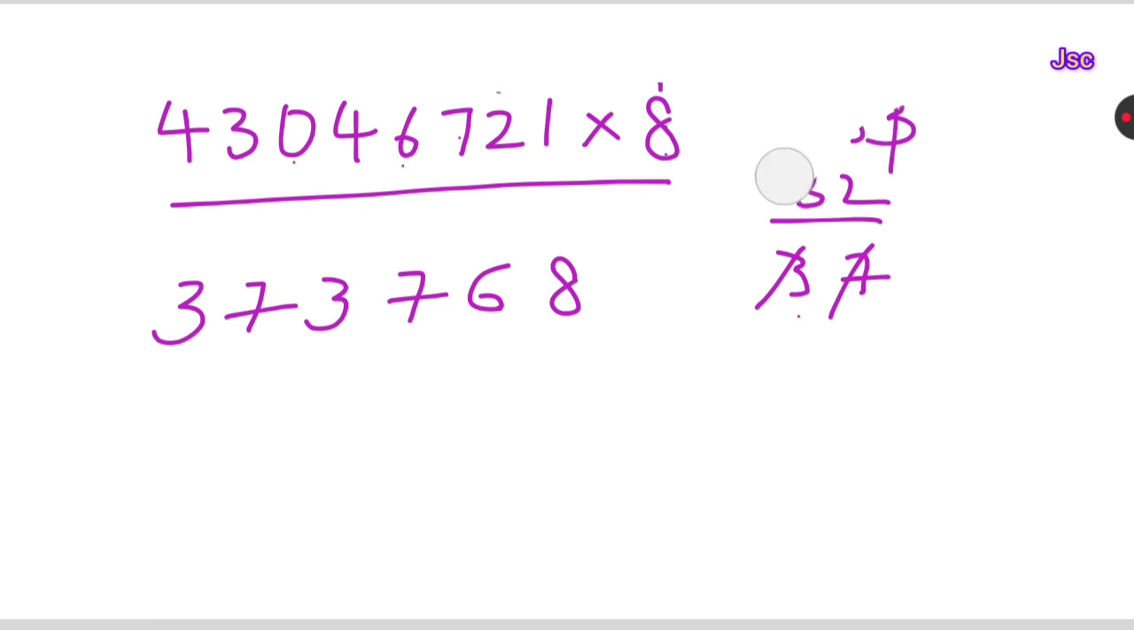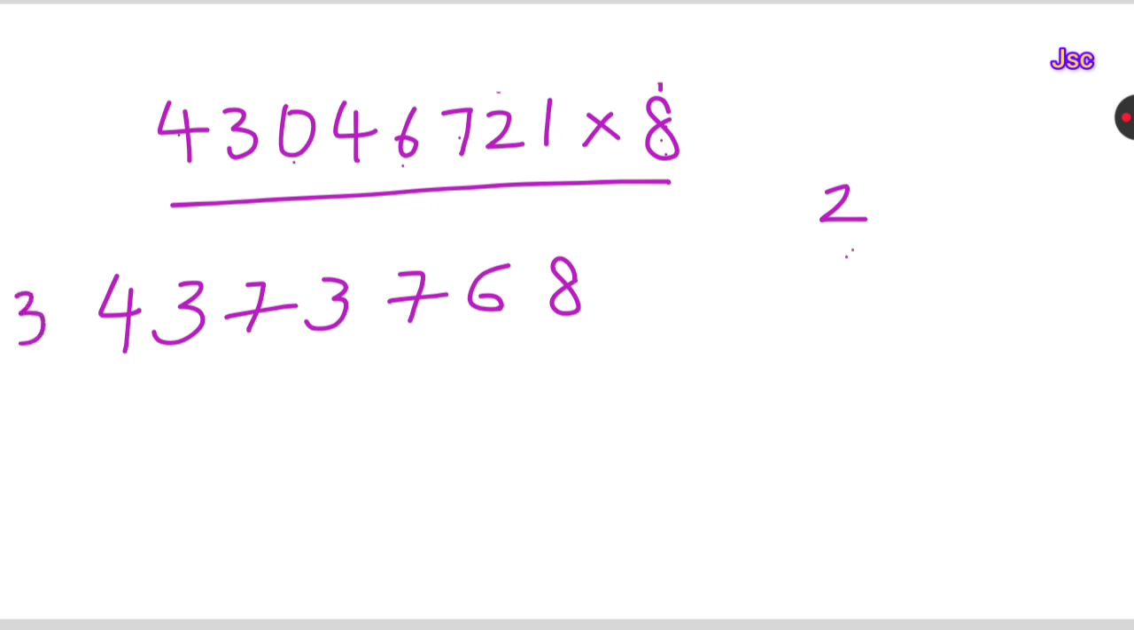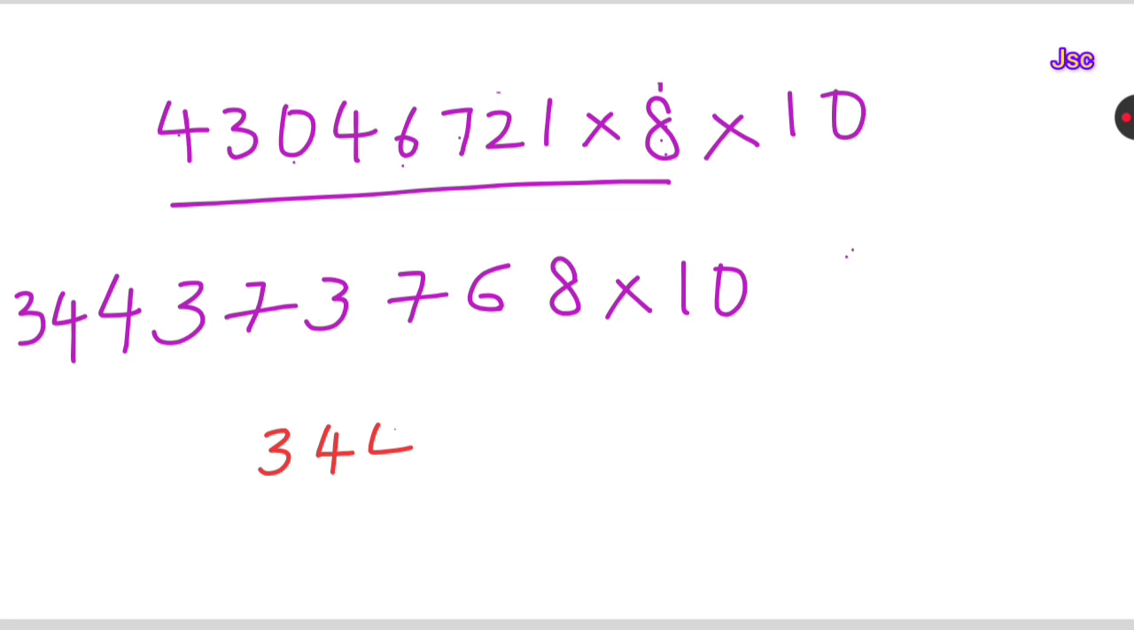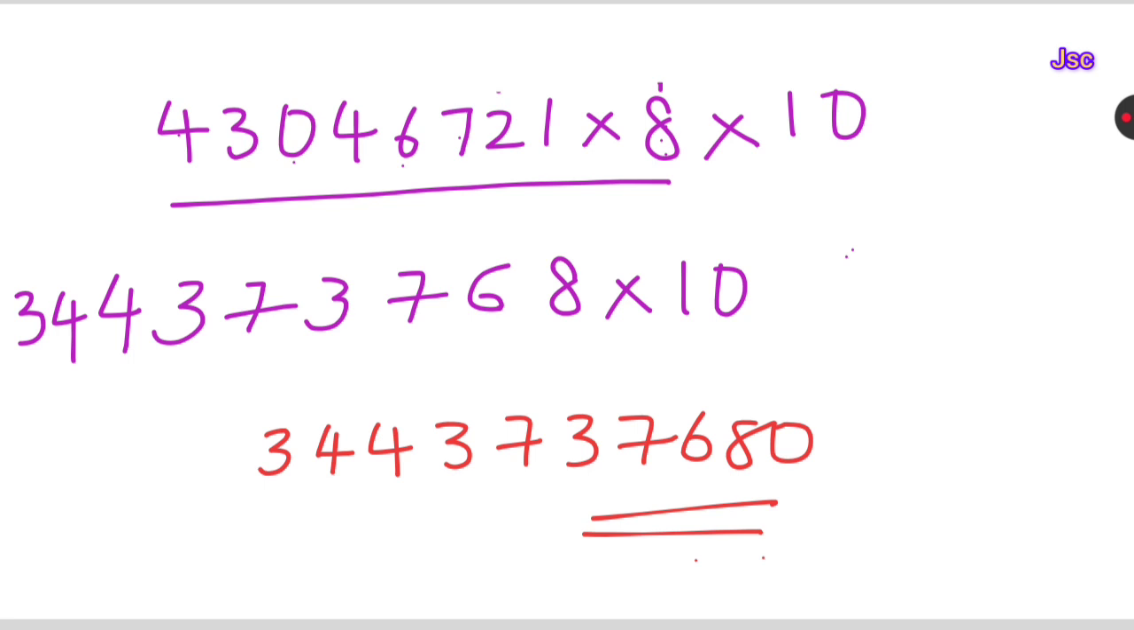Then 8 times 3 is 24, 4 write it here and 2 take outside. Then 8 times 4 is 32 plus 2 which is 34, and still you have to do by 10. After doing by 10, you will get 3443733680. That is your final result for this question, which is 81 raised to the power of 5 minus 81 raised to the power of 4.